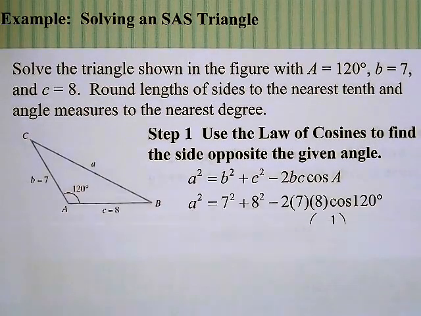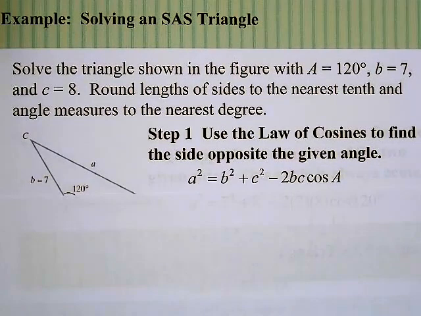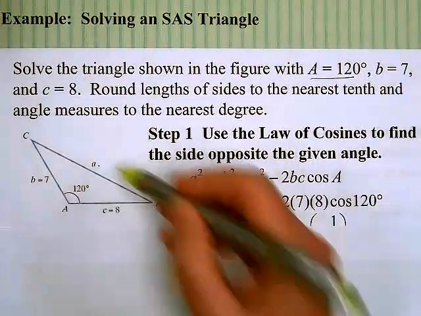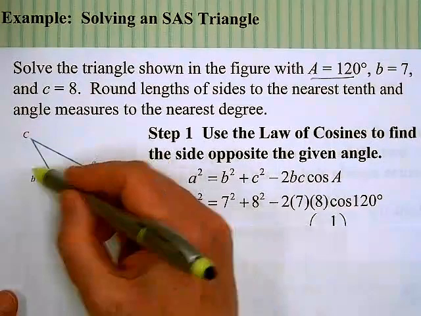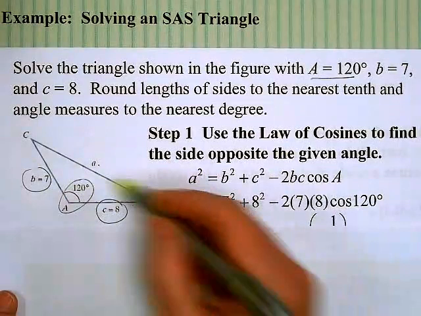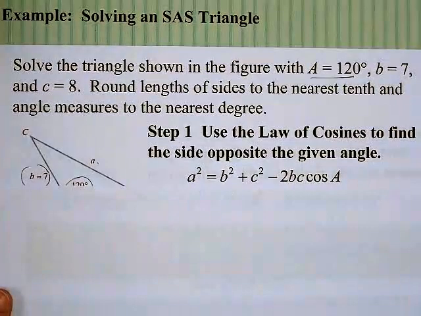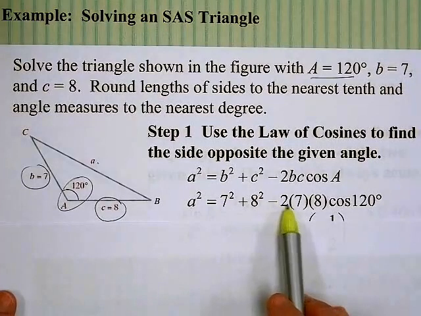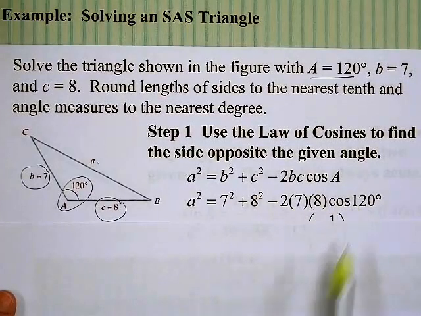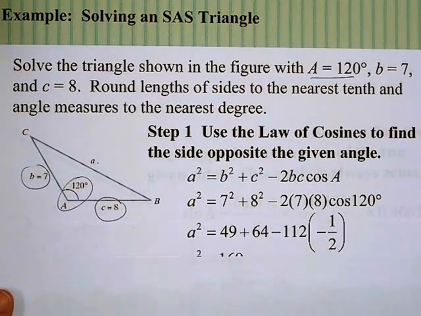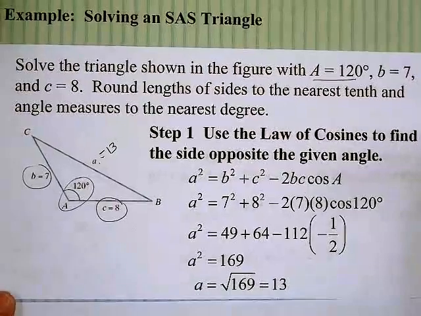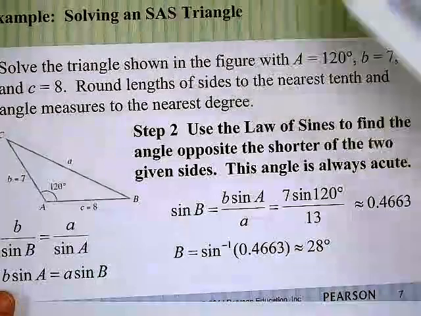So we're going to use the law of cosines to find the side opposite the given angle. The given angle is A, and we're looking for side A. Well, we know B, and we know C, and we know angle A, so we're going to plug that in to this formula. A squared is equal to 7 squared plus 8 squared minus 2 times 7 times 8 times cosine of 120. When I do my calculations here, I get A squared is 169, so A is 13. So I've used the law of cosines to determine that A is 13.